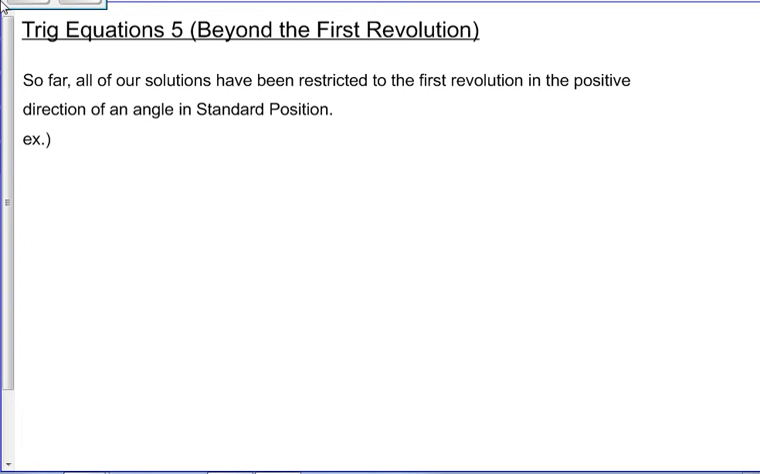So up until now we've found solutions to things like sine x equals a half in the first revolution. But let's just backtrack for a second. Let's suppose I had an angle like 70 degrees. In standard position, there are actually an infinite number of angles that end up at 70 degrees.